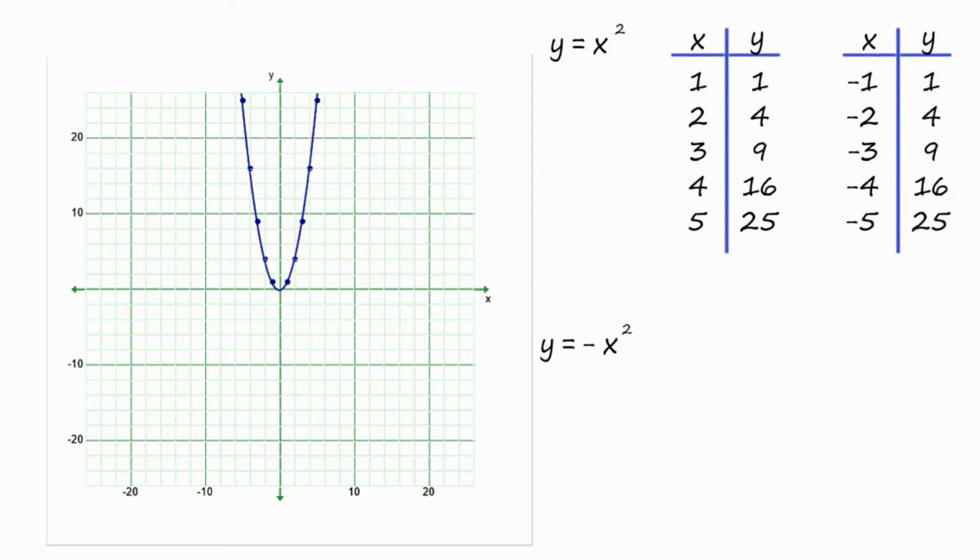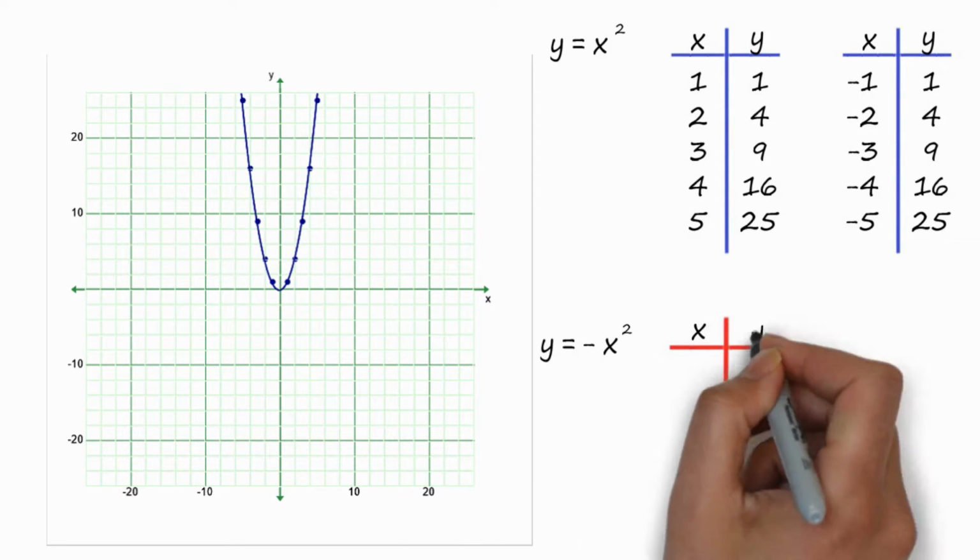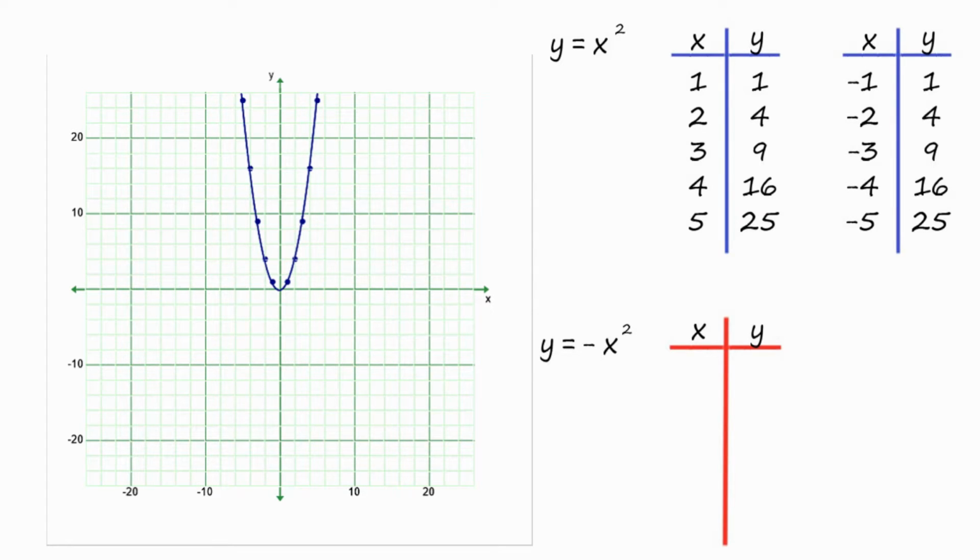Now let's do the same thing for y equals -x squared. Again, we're going to pick some small values for x and find the corresponding values for y. So when x is 1, x squared is positive 1, but y equals the negative of x squared. So y would be -1. When x is 2, 2 squared is positive 4, and y is the negative of that, so it'll be -4.